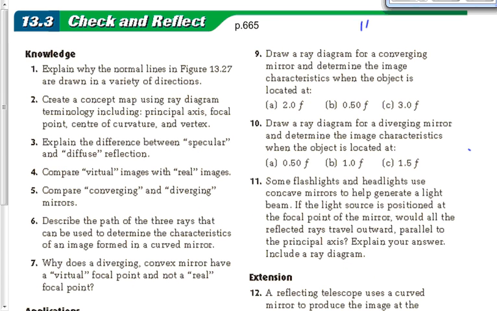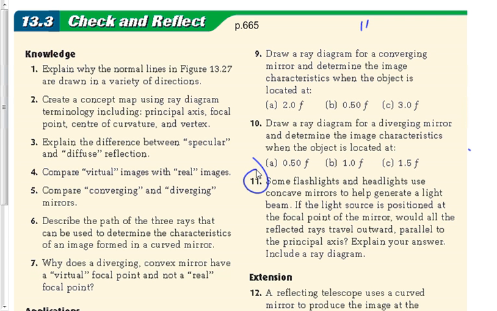We also had a little bit of homework due for today on page 665, all on the same type of stuff, but these are check and reflect questions, so the types of questions end up being a little bit different. We had a request to go over number 11, so let's do that right now. It says, some flashlights and headlights use concave mirrors or converging mirrors to help generate a light beam. If the light source is positioned at the focal point of the mirror, would all of the reflected rays travel outward parallel to the principal axis? Explain your answer, include a ray diagram.